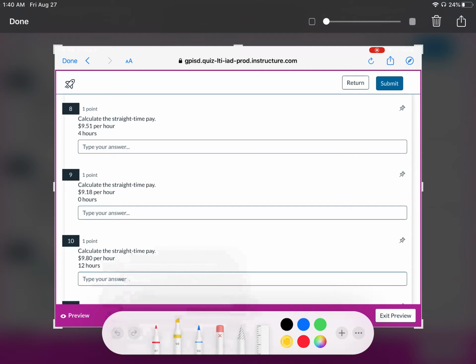All of these questions, 8, 9, and 10, are asking about the straight time pay. We've already talked about straight time pay. It's the number of hours that you work times your pay rate, your hourly pay rate. So on this question, this person gets paid $9.51 and they work for 4 hours. You multiply them to figure out their total pay.